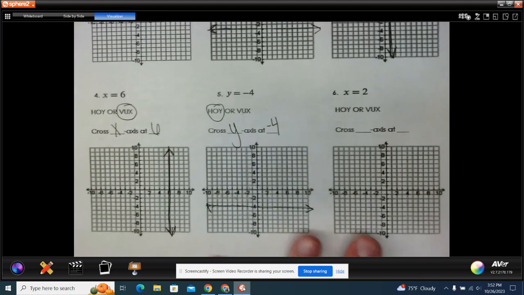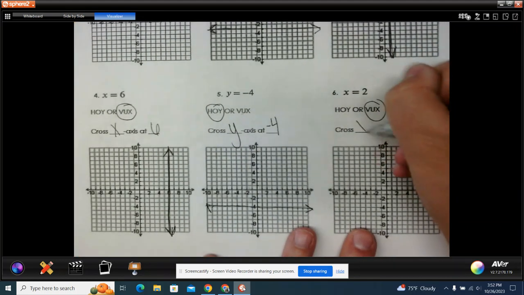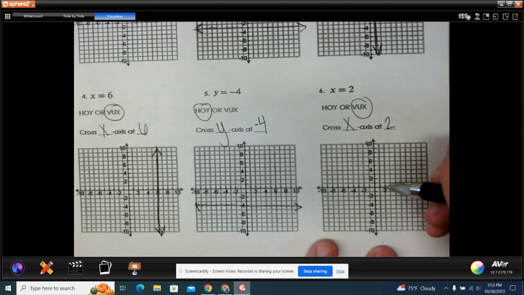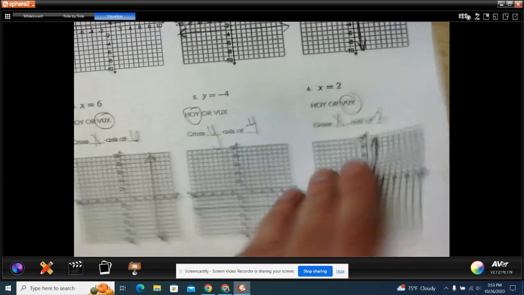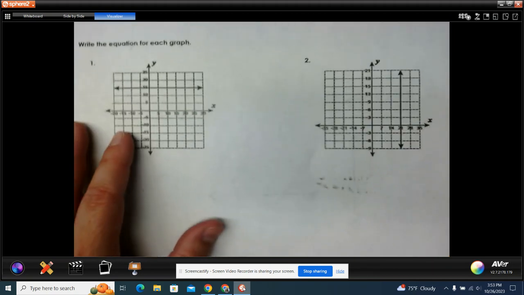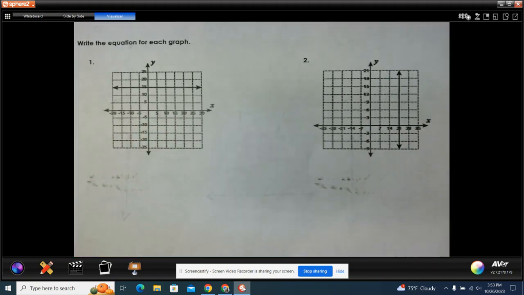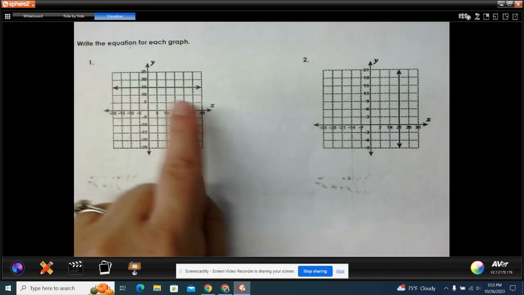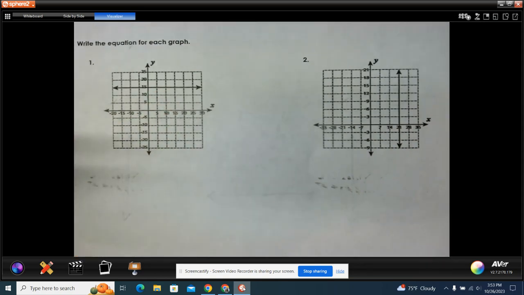Number 6, this one's going to be a VUX. It's going to be at the x-axis at 2. So find our x-axis, find 2, and then we're going to draw a vertical line up and down. All right, so let's look at these two where we have to write the equations for our graphs already done. So for this one, we have a line. It's going through 15, and we've got to determine is it a y equals or an x equals.